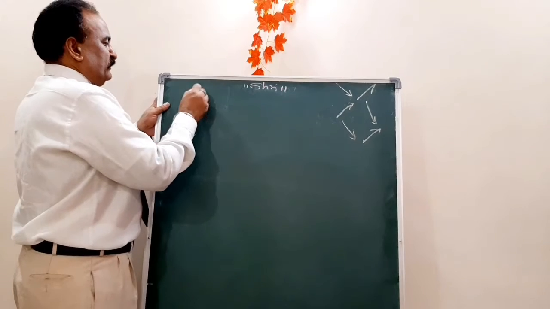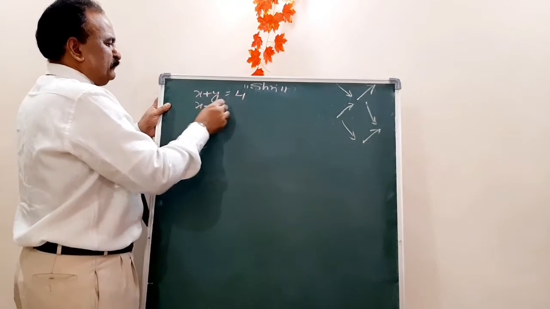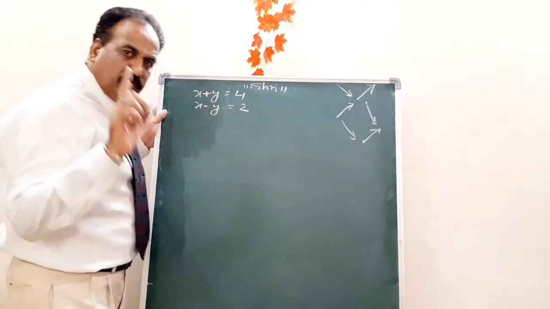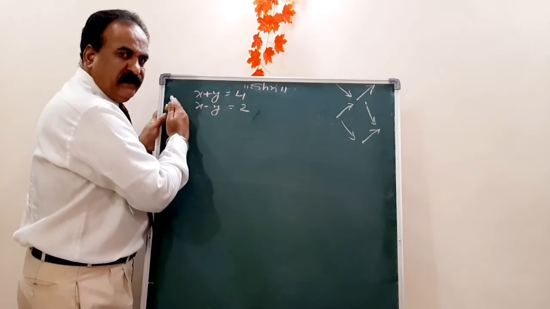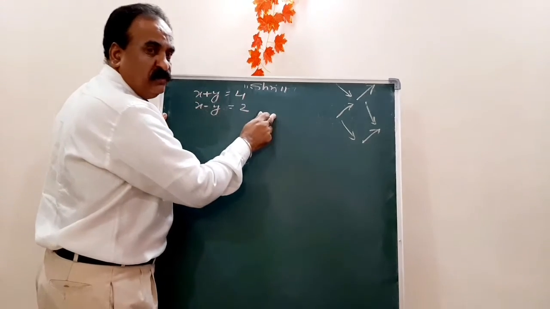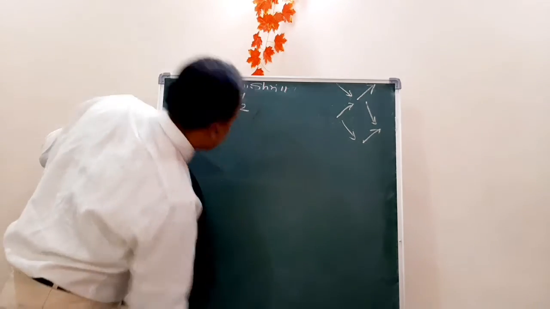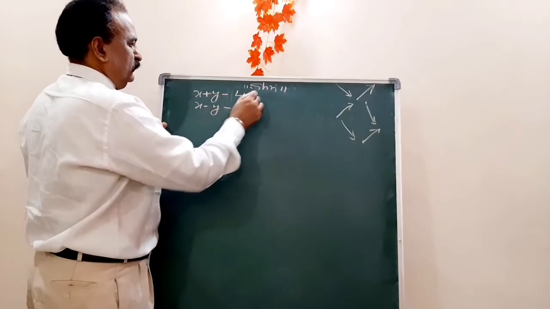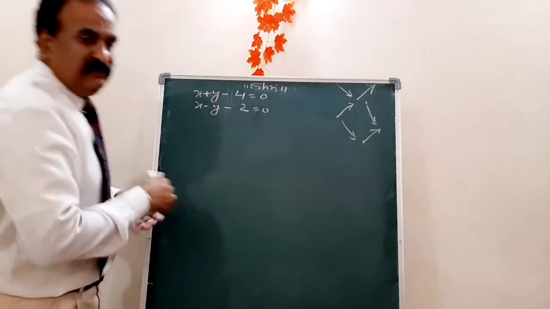Suppose you are getting these two equations: x plus y is equal to 4 and x minus y is equal to 2. What you will do first is transfer this constant term to this side. Now what will be the equation? x plus y minus 4 equal to 0 and x minus y minus 2 equal to 0. Right? Now how to solve? Let us see.